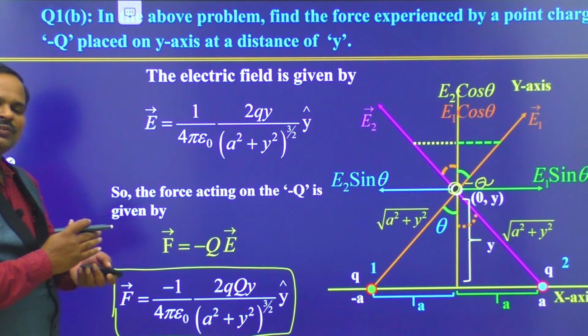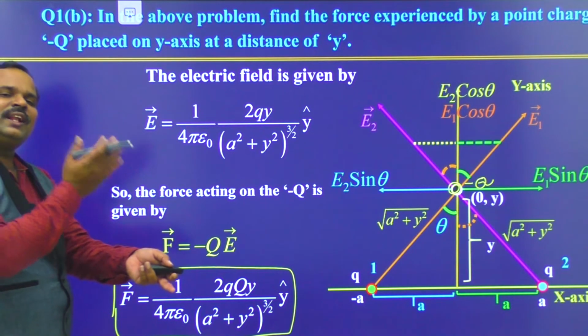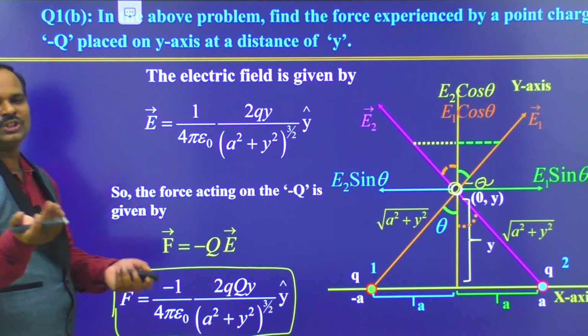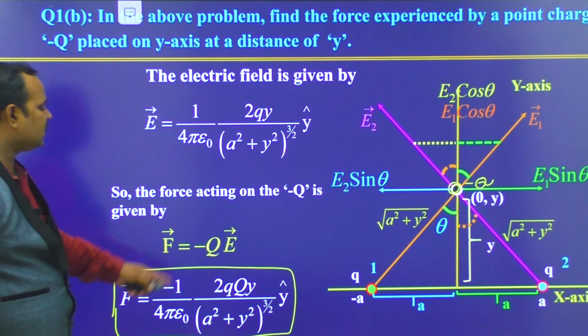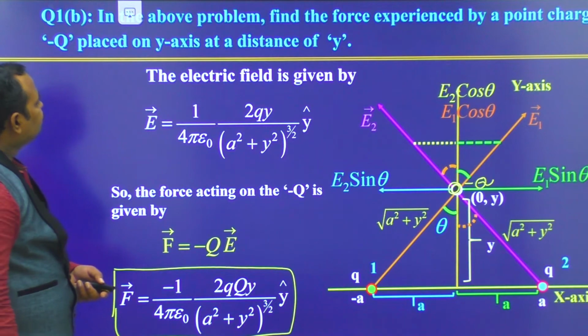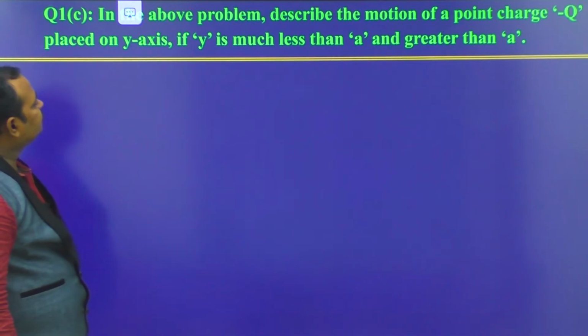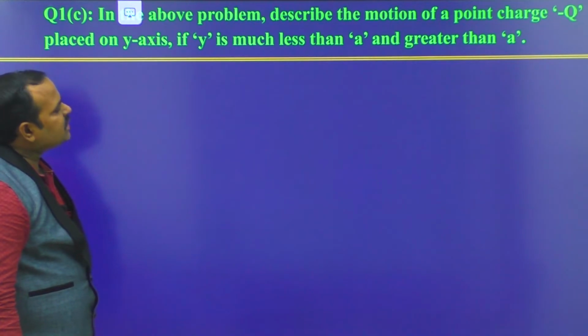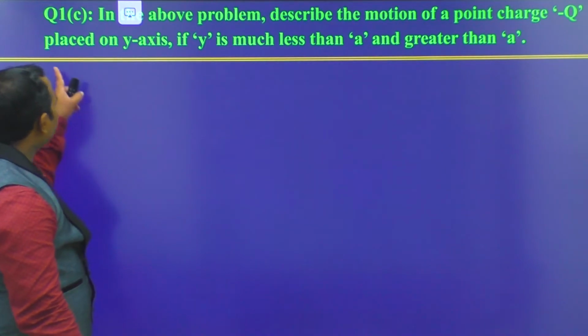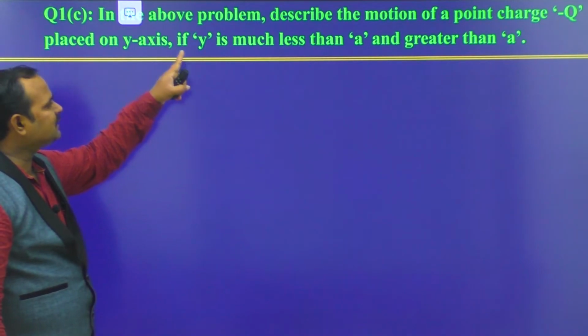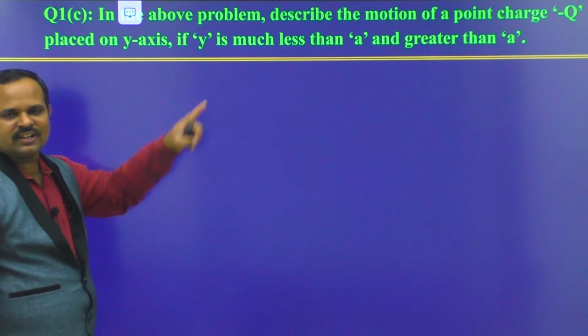Once you know the force equation, you get the electric field. Once you know the electric field, you can also get the force equation. Either way it is possible with this equation. Now in the above problem, describe the motion of a point charge minus q placed on the y axis if y is much less than a and if y is much greater than a.